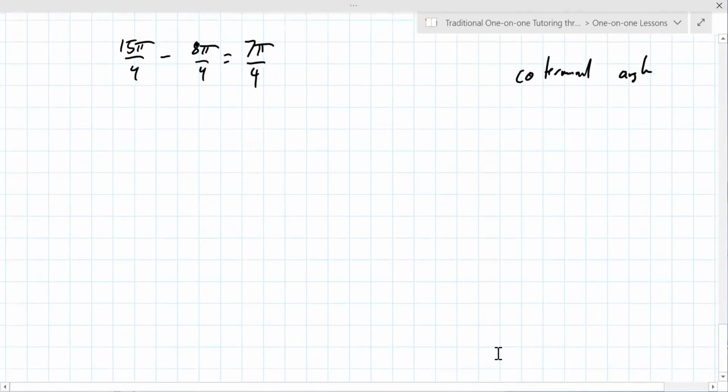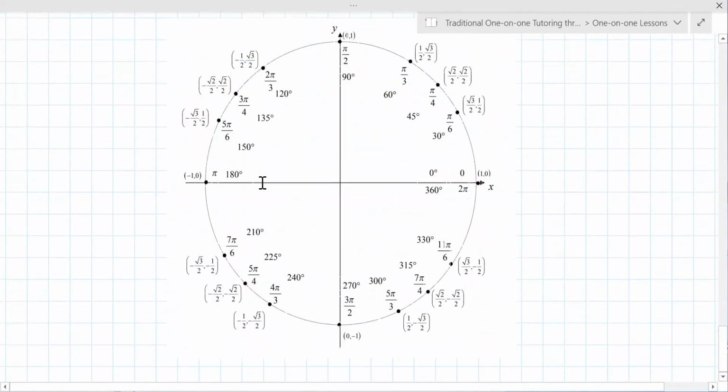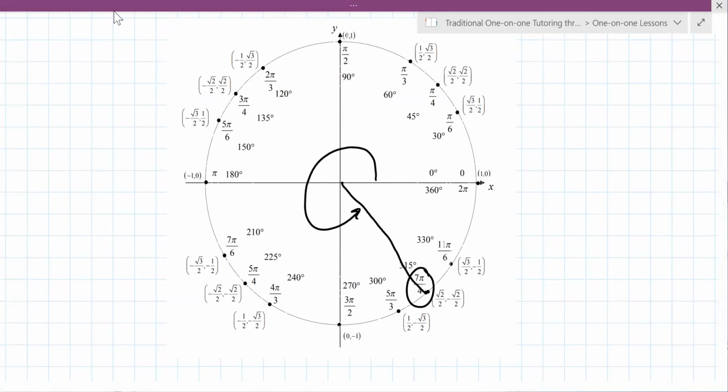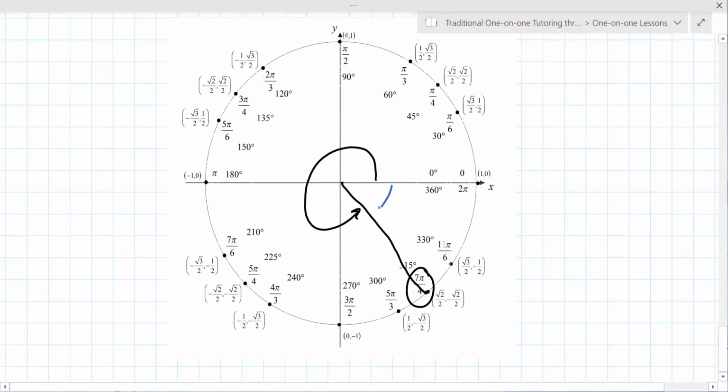So once you have that, 7 pi over 4, you snip in your unit circle and you're like, where's 7 pi over 4? There it is. To get there, you're going counterclockwise to get to that point. And then the reference angle is the angle that's made with the x-axis. That's right there.